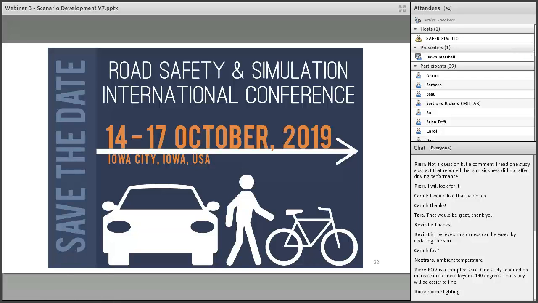I'm trying to think. Another thing, and I don't have a study on this one, but scents. Our researchers don't wear scents when we're working with participants because there are some people who are simply more sensitive to simulator sickness when there's a scent in the room, even if it's a subtle scent. These are little things. We have found that the combination of field of view and motion affects this. But I can't tell you where the field of view is. Somebody said 140 degrees. Yes, there it is. And you said that study will be easier to find. Can you share a link to that study, Pierre?